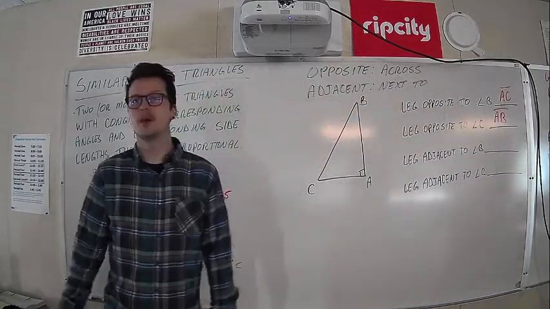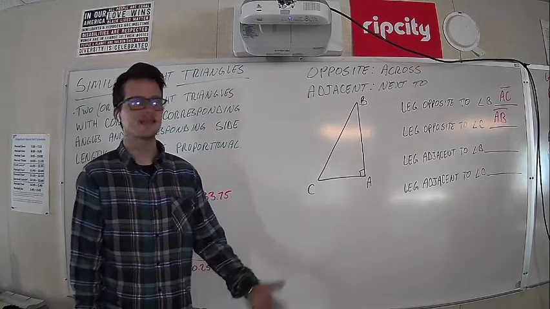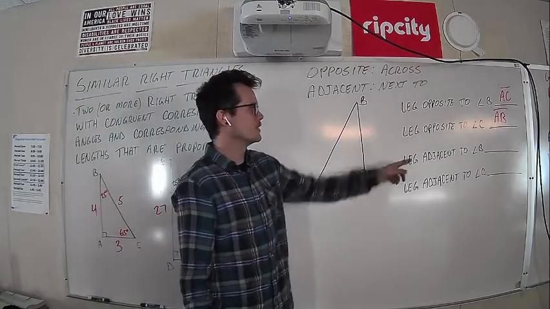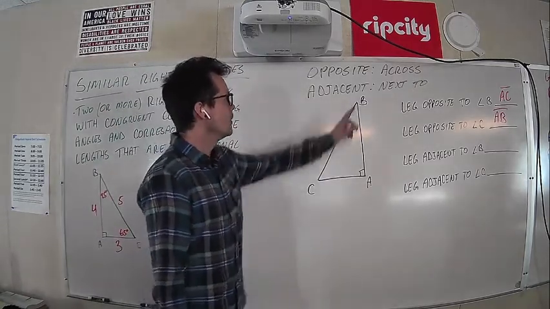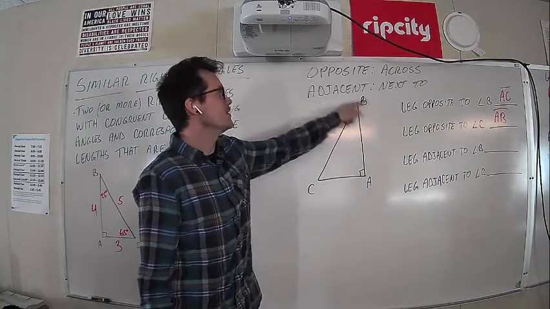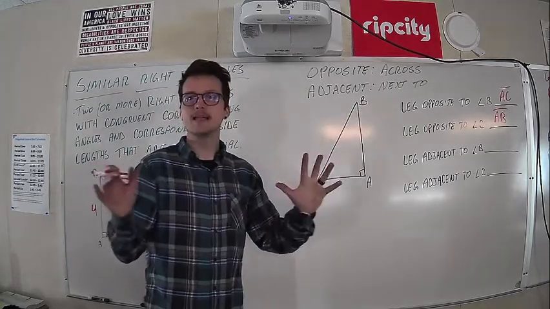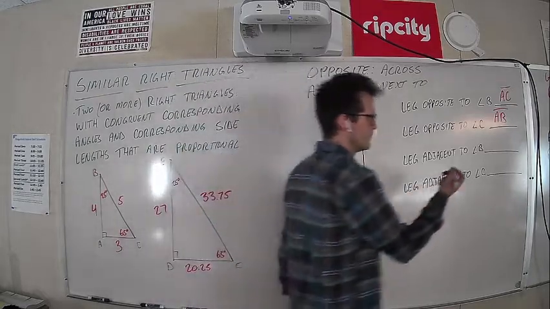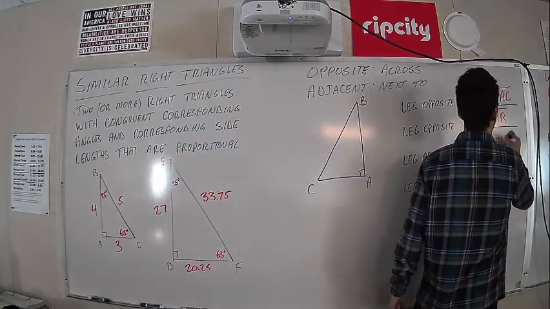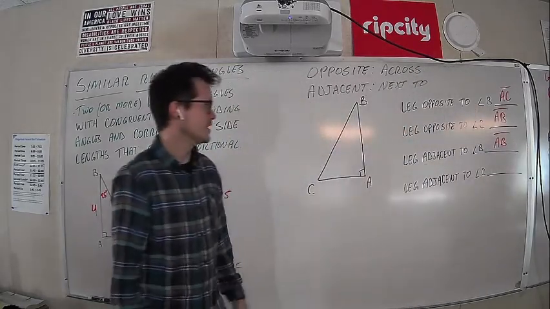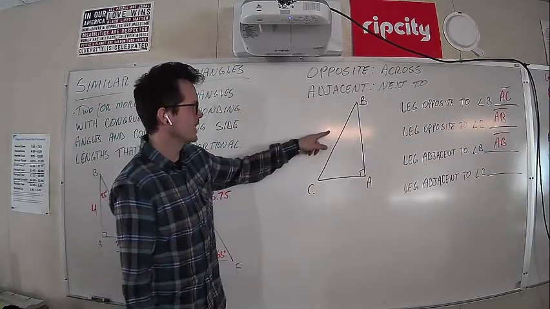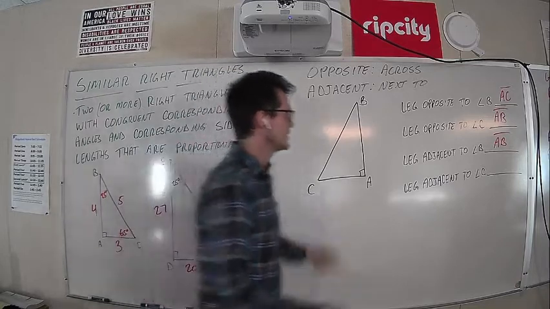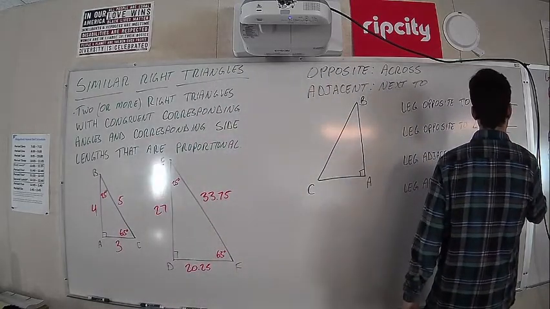Next, let's talk about adjacent, which means next to. So the leg adjacent, or the leg next to angle B, we have angle B. It is adjacent to the hypotenuse, but that's not a leg, so we're not going to talk about that right now. We're talking about this leg here, AB. And then adjacent to angle C, again, it's adjacent to the hypotenuse, but that's not a leg. So AC is the leg that it is adjacent to.